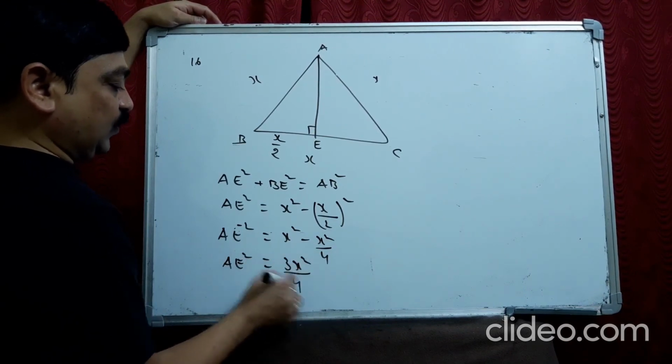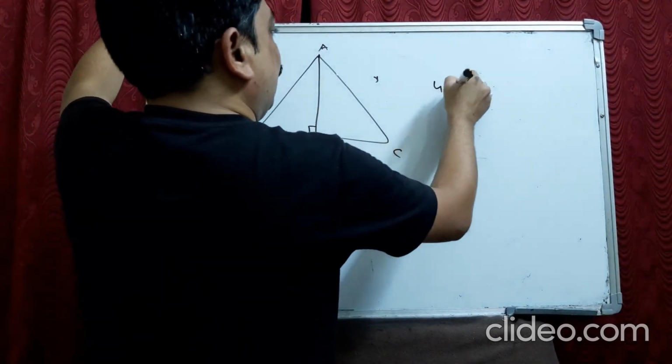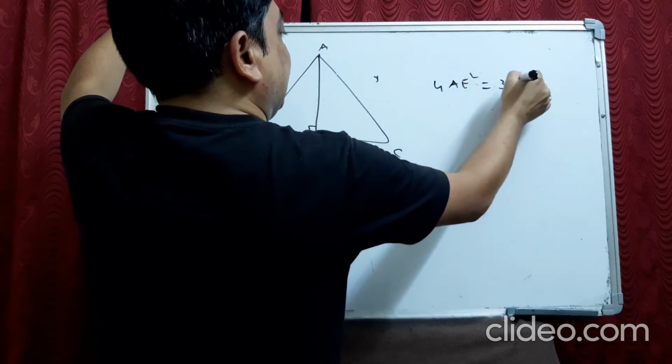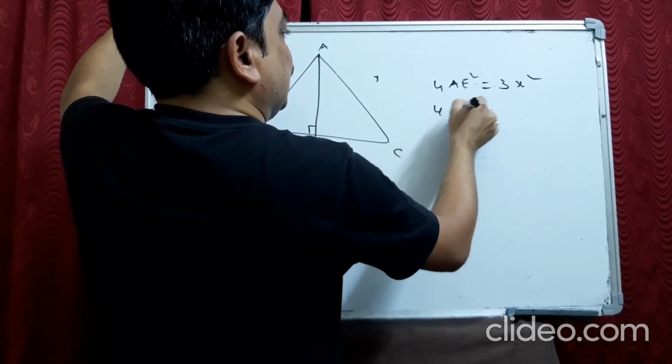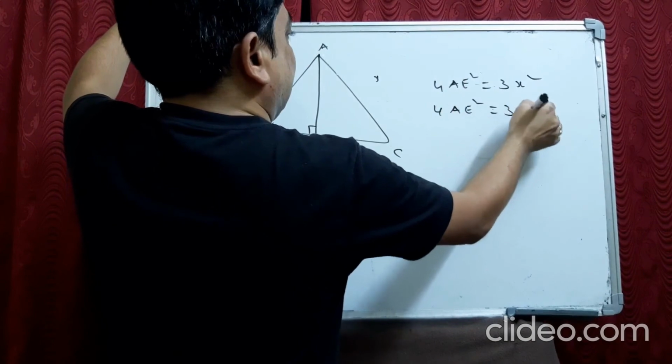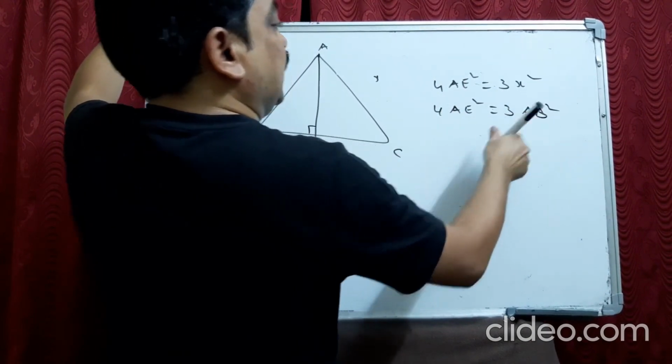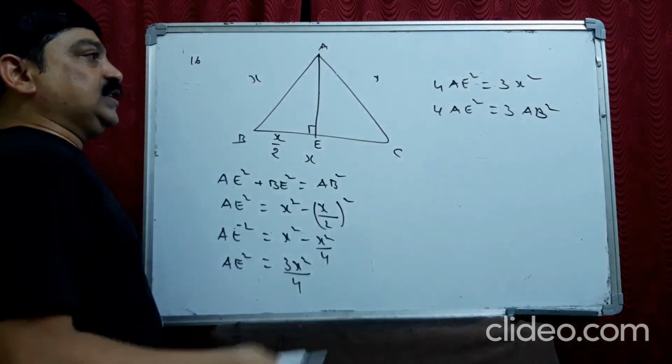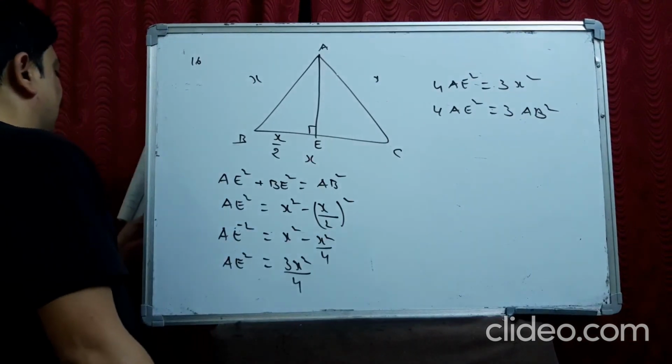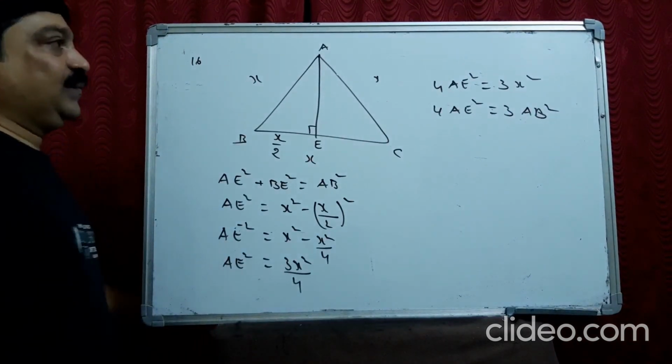3x square by 4, cross multiply. 4 into AE square equals 3 into x square. In the place of x square, you can write any of the sides. So 3 into AB square. That means 3 times the square of one side is equal to 4 times the square of the altitude. That's it. Okay.